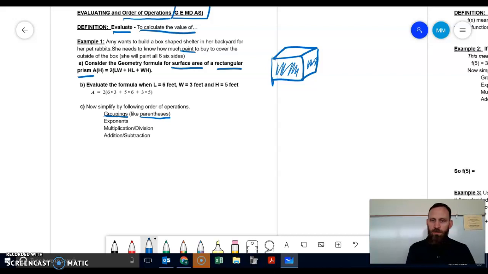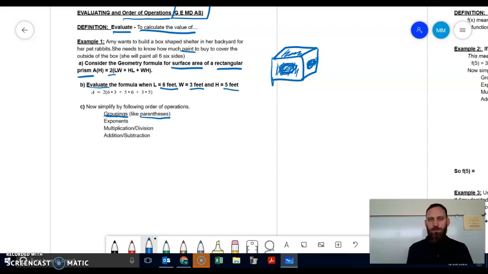So I have one of each of them. Length times width, height times length, width times height. But there's 2 of them because there's ones in the backs that we can't see, which is why the formula is multiplied by 2. Great, so we have a nice little formula here. And what we're asked to do with it is evaluate the formula that we were given, given the fact that the length of it's going to be 6 feet, the width is 3, and the height is 5.